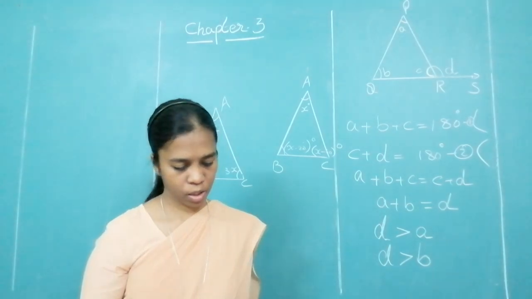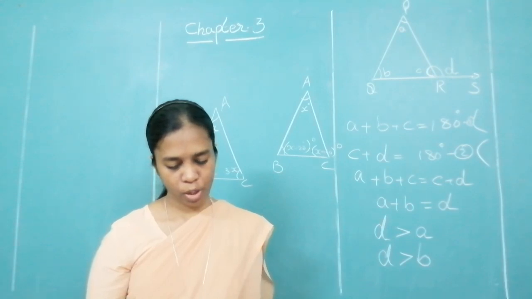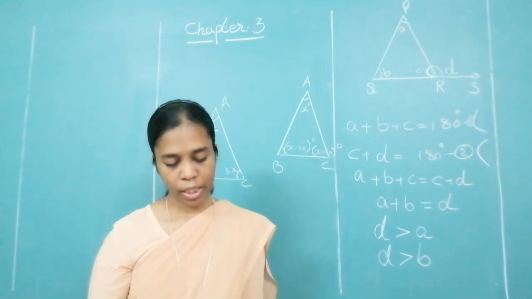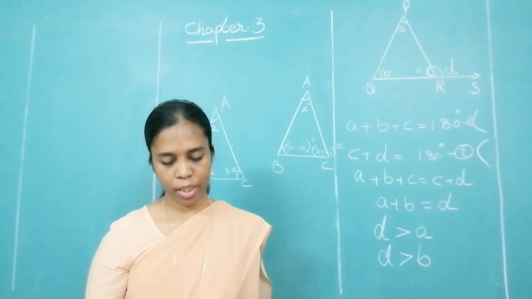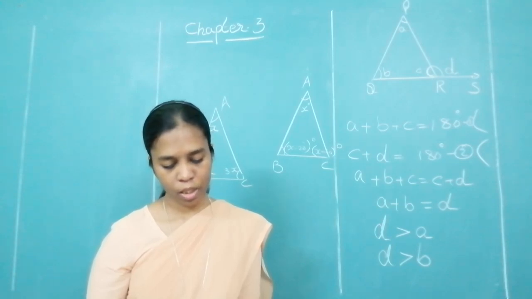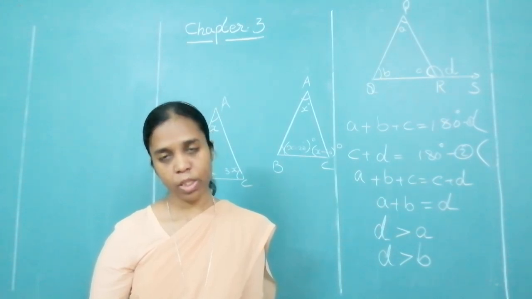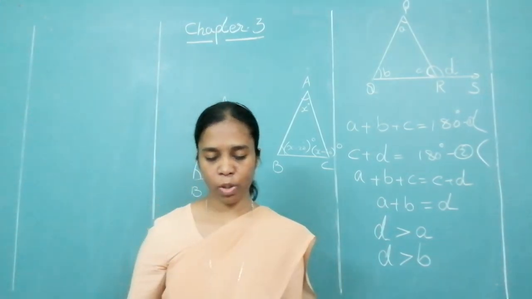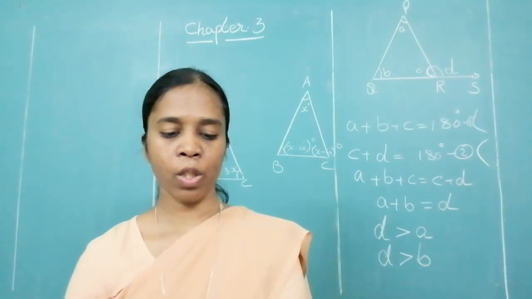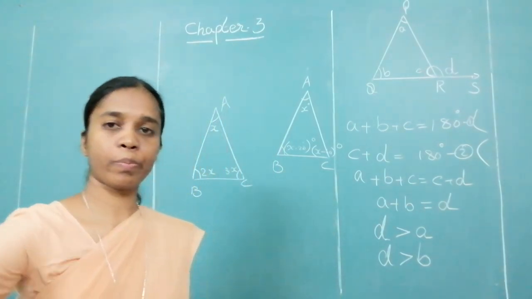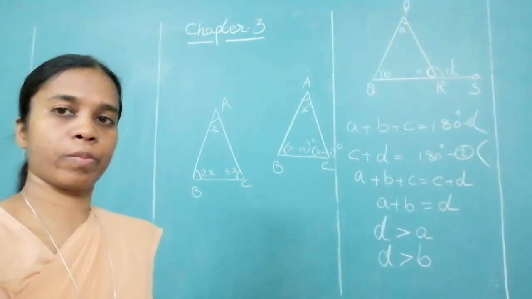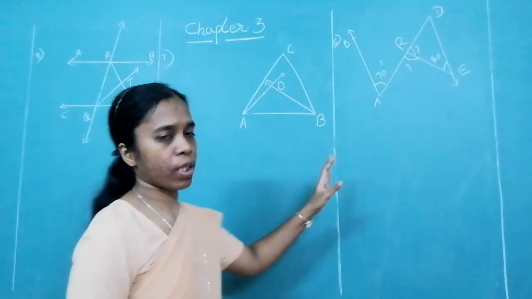Question number 6. In figure 3.101, line AB is parallel to line DE. Look at AB and DE. You have to find the measures of angle DRE and angle ARE with respect to whatever is given to you. It's very simple, though the diagram looks complicated. So let's see how we get it. We shall see question number 6.